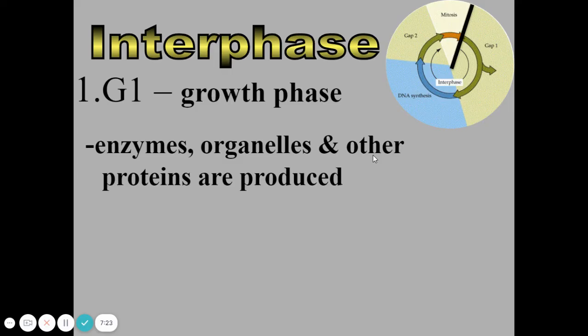As studied in Unit 2, also organelles are produced, like ribosomes and mitochondria, the SER and the Golgi and the lysosomes and those vacuoles. All of those organelles are produced during this growth phase. And this is just normal cell production and growth and helping you stay alive. So this is that general phase of the cell.